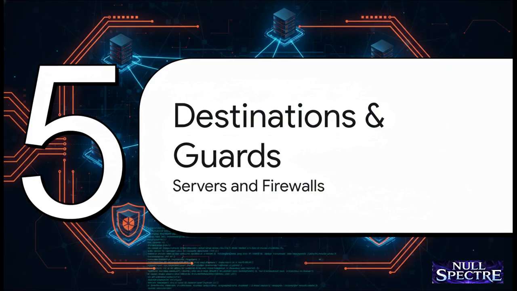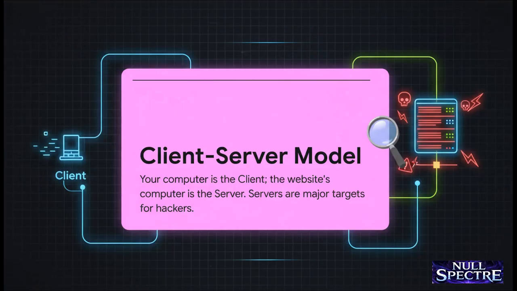So we've covered the address and the journey. For our final act, let's talk about the destination. Where is all this data actually going, and what's standing guard when it gets there? This is pretty much the fundamental model of the whole web. Your device, your phone or laptop, is the client. It asks for stuff. The big, powerful computer that stores all the website's files and data, that's the server. It serves you what you asked for.